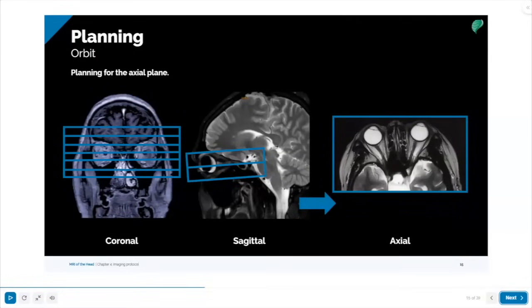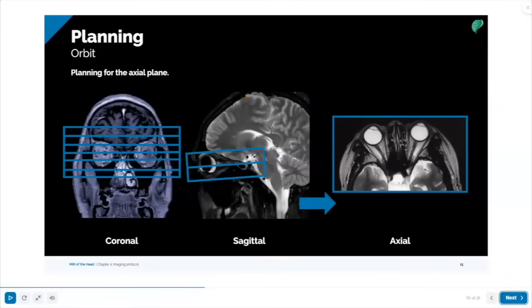Because of the small fine details within the orbit, precise alignment and coverage are crucial in order to capture all of the orbital anatomy as well. So when planning the axial slices, the planning block should be positioned parallel to the line that connects the supraorbital rims or the infraorbital meatal line.